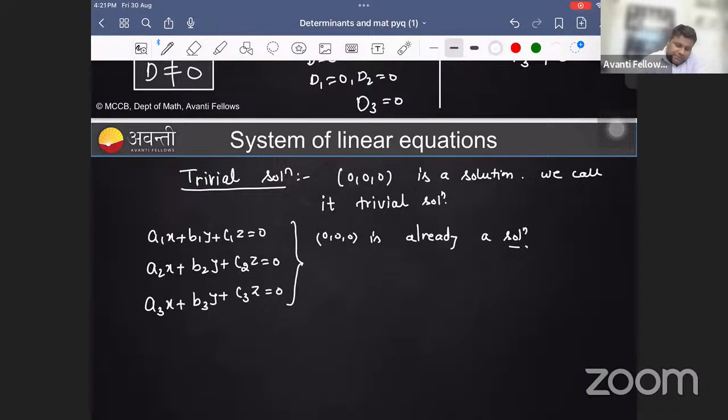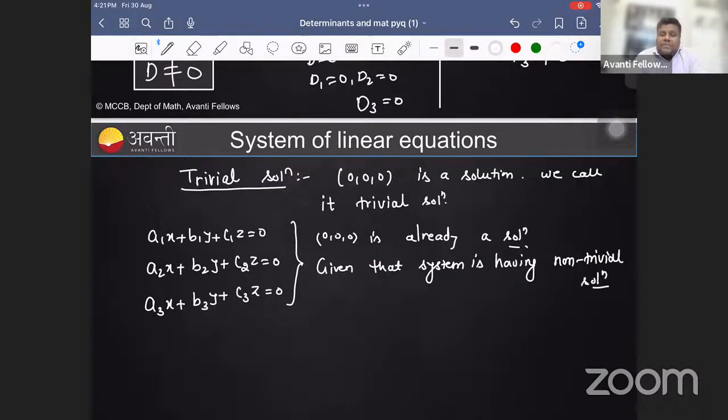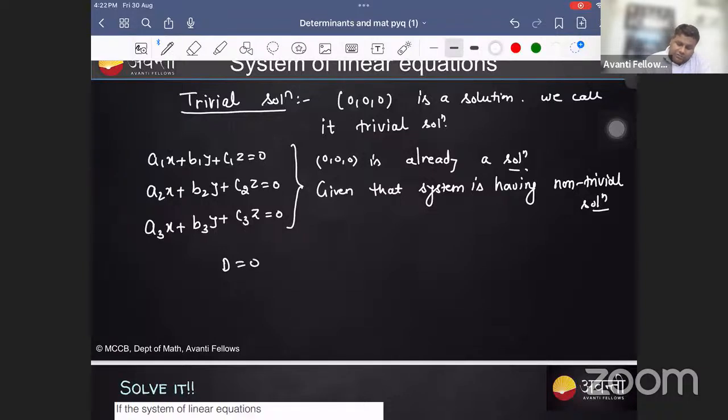Now in the question they are saying, given that the system is having non-trivial solutions. Now, if the system is having non-trivial solution, that means trivial solution is very much visible. 0, 0, 0 is satisfying all three equations. Non-trivial solution means system is having non-zero solutions also. Means system is having more than one solution, means directly the system is having infinite number of solutions. Am I clear? So if the system is having infinite number of solutions, that means its D will also be 0. That means determinant A1, B1, C1, A2, B2, C2, A3, B3, C3 will also be 0.